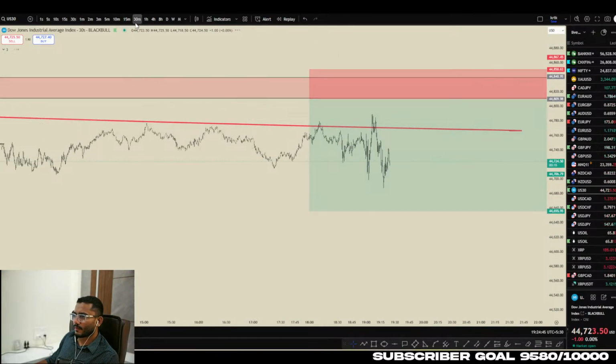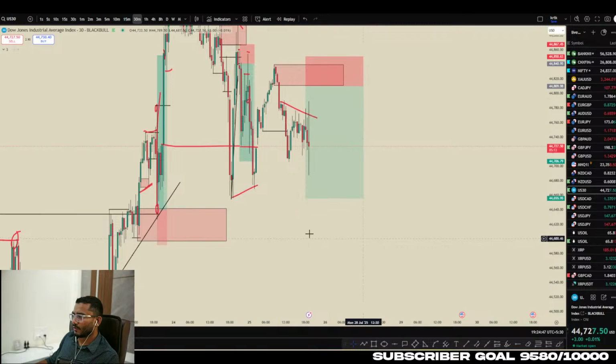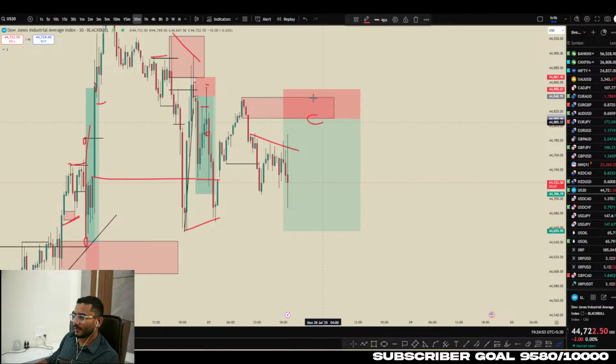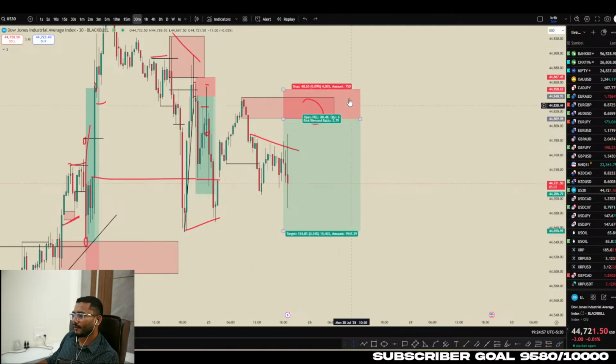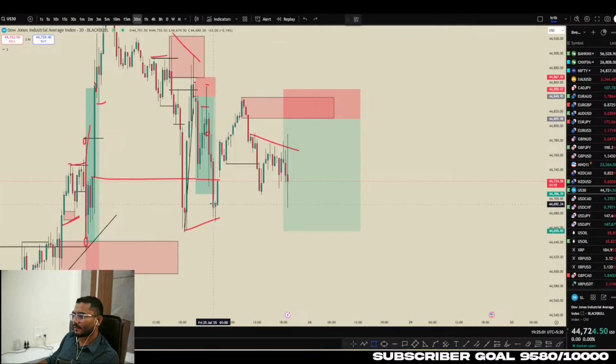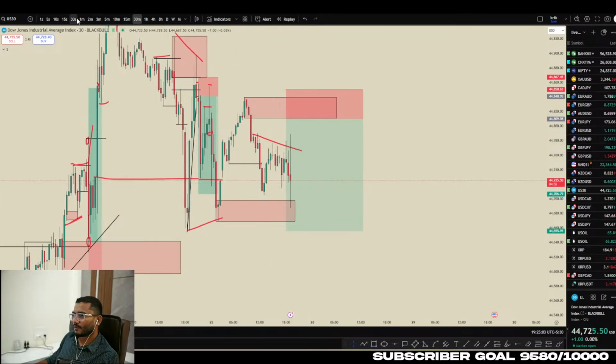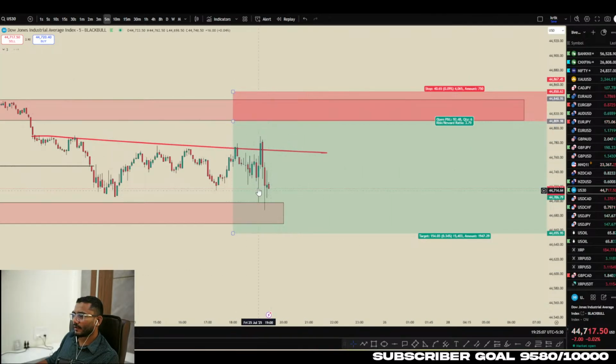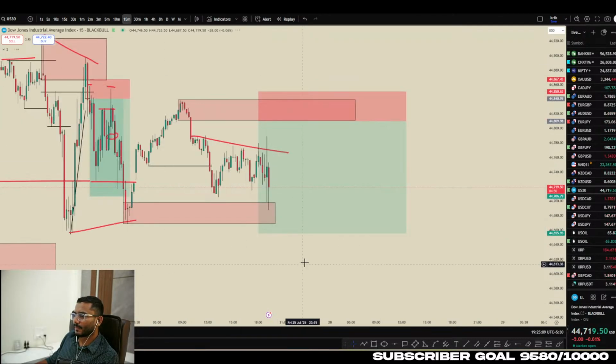On US 30, you can see price swept this liquidity here, but I was waiting for price to tap this area, and then we could have looked for a sell side entry. But right now, price is reacting from this order block, so we can expect a bullish move to the upside. It should sweep this previous high. Let's see if this breaks. Then we can use this wick as POI.